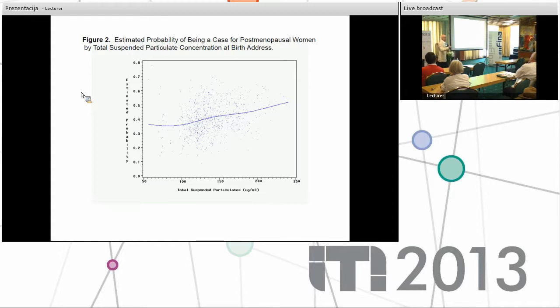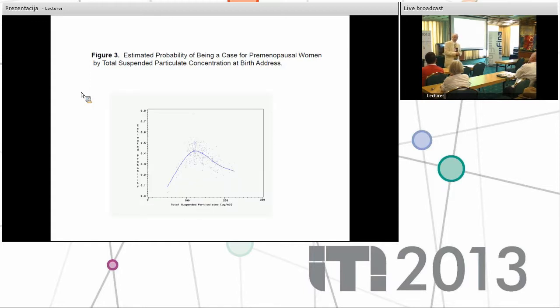Postmenopausal breast cancer is really almost a different disease than premenopausal breast cancer. It has a different risk factor pattern. Heavy women get postmenopausal, whereas skinny women get premenopausal. So you have to look at them separately. Here's postmenopausal, where we found more of the risk. Here's premenopausal. See this weird risk curve, and this is at the birth address.